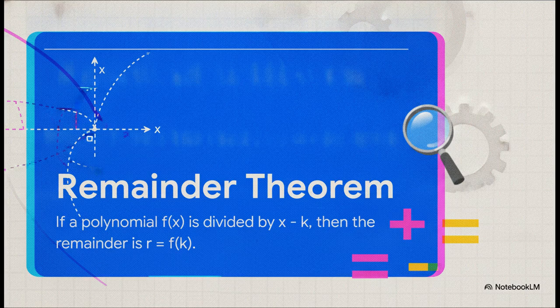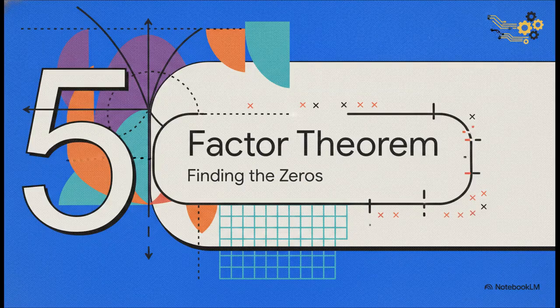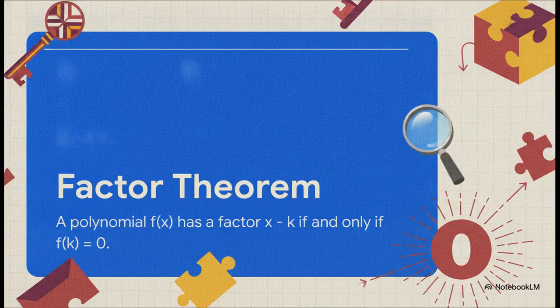It is incredibly elegant. Section 5. The factor theorem, finding the zeros. Building directly on that remainder theorem, we get an even more powerful tool. The really interesting part here is the condition if and only if it equals 0. What does that mean for us? Well, it means if we plug a number into our equation and our remainder is 0, we haven't just done a neat math trick. We've actually found a perfect factor.